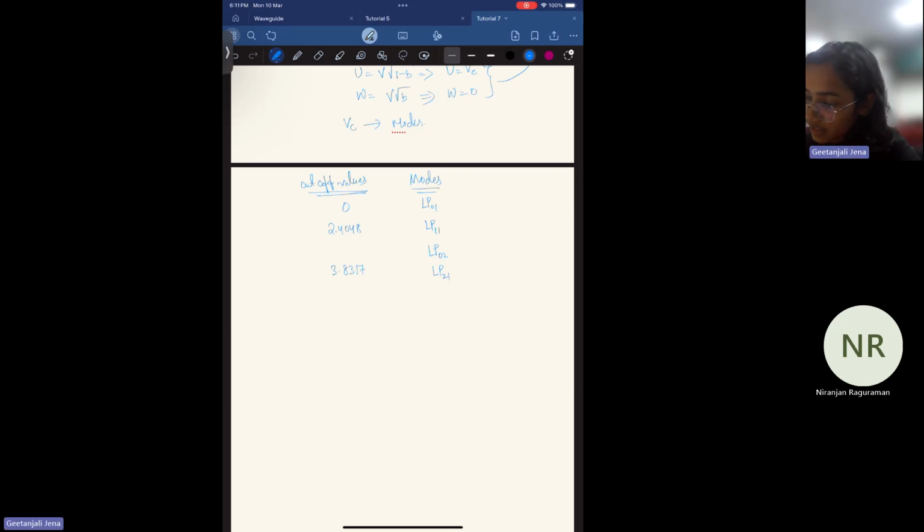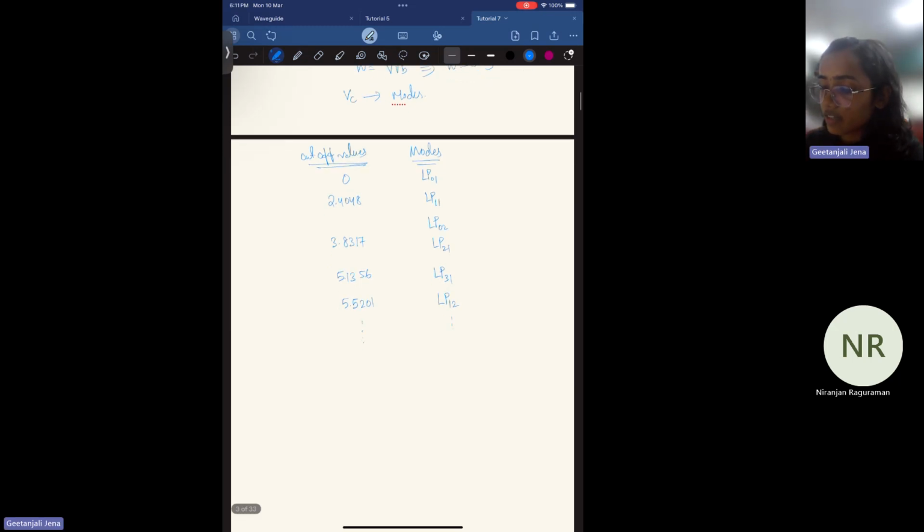And the next higher order mode is LP31. This is cutoff around 5.1356. And next is LP12, which is a cutoff around 5.520, and so on.